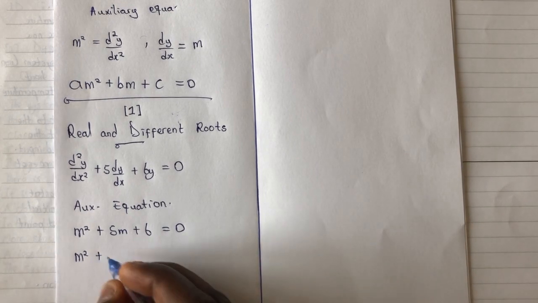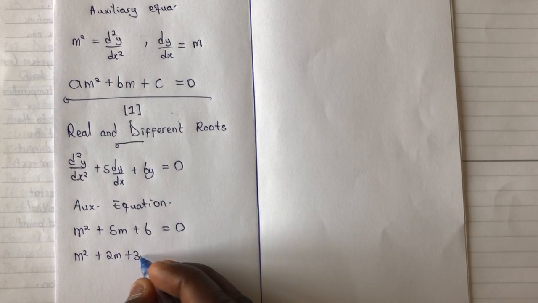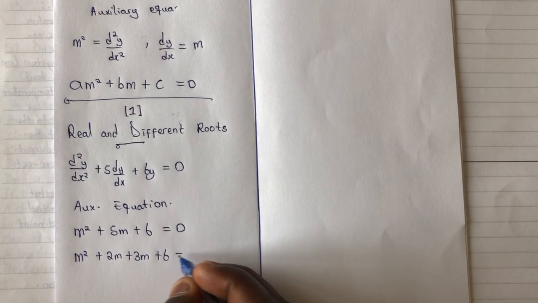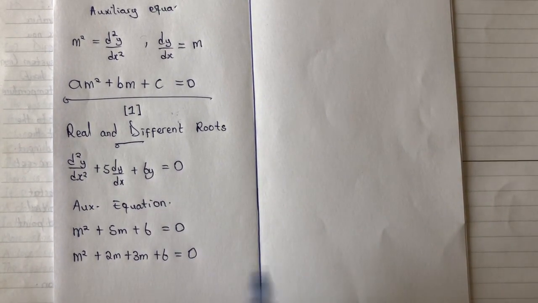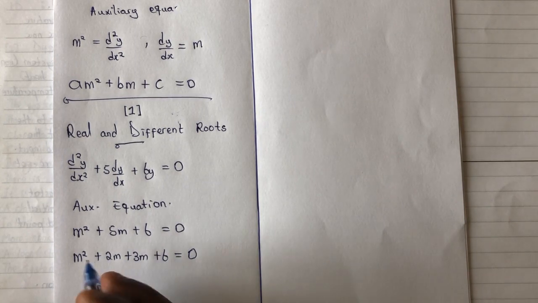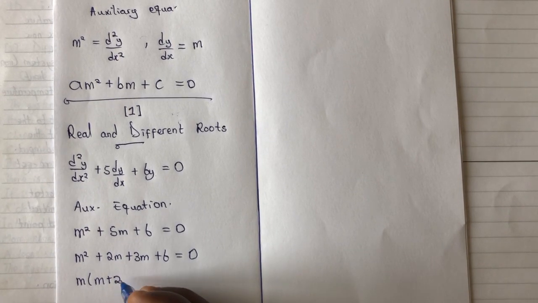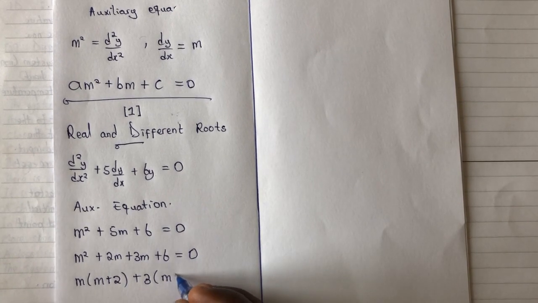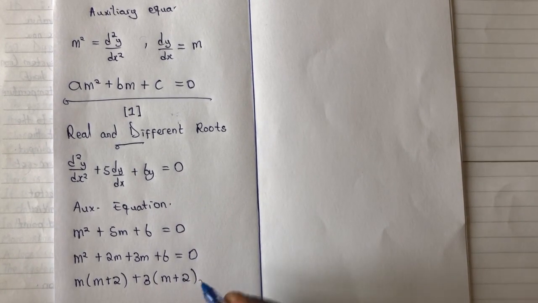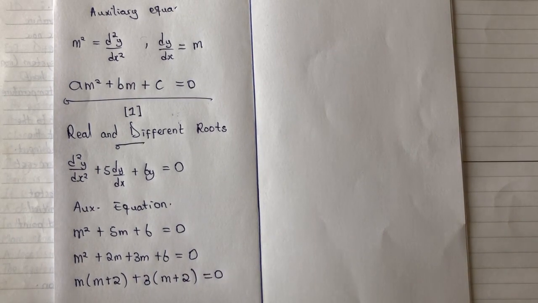m squared plus 2m plus 3m plus 6 equals 0. When I add this and this, I will generate that. So I can factorize this by saying m outside, m plus 2, plus 3 outside, m plus 2. So that this time this will give me 3m, this time this will give me 6, equals 0.